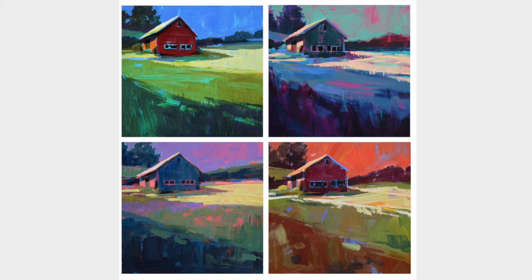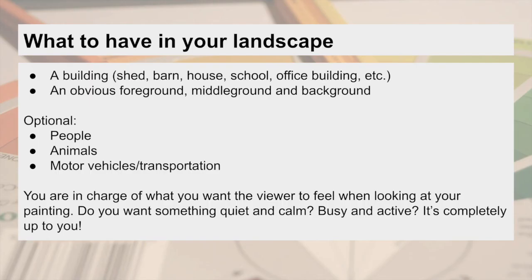So it's important that when you create your composition, you are making it more three-dimensional, and that means including a foreground, middle ground, and background. Other optional things you can include would be people, animals, or motor vehicles or transportation. And you're in charge of what the viewer feels when they look at your painting. So if you want them to feel like it's a quiet and calm painting, that's totally fine. But you can also think about what would happen if you create a composition that felt busy and active. It's completely up to you. And when creating your composition, keep those things in mind. It's not just about what's in them, but also the type of feeling that someone else can get while looking at it.